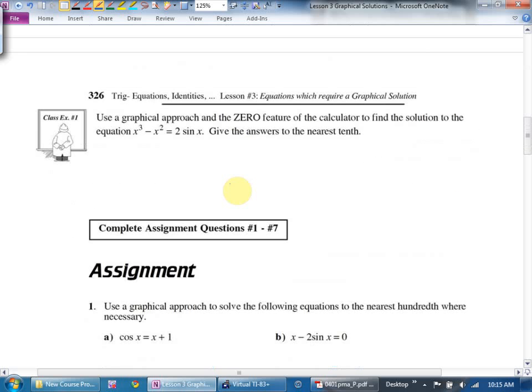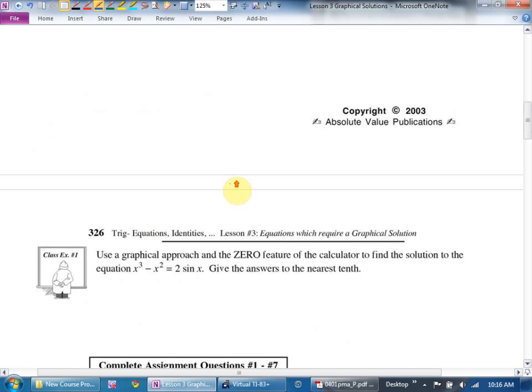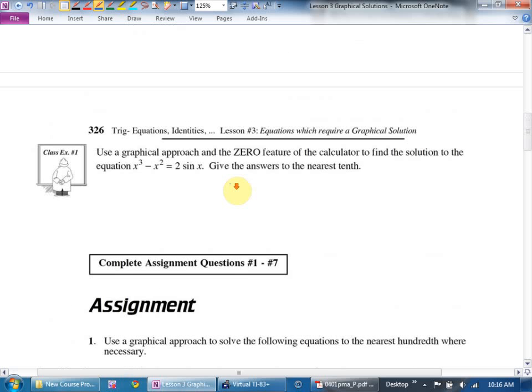Okay. It says, example one, turn the page, page 326. It says, use a graphical approach and the zero feature. I'm not a big fan of the zero feature. I'm actually going to cross this out. You can make these equal to zero. And remember, we did find roots, but you had to do left bound, right bound, sandwich. The intersection one is so much faster. I will always graph left side, right side, and find where they cross.